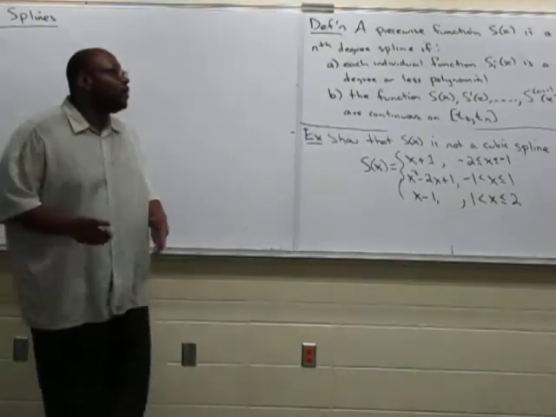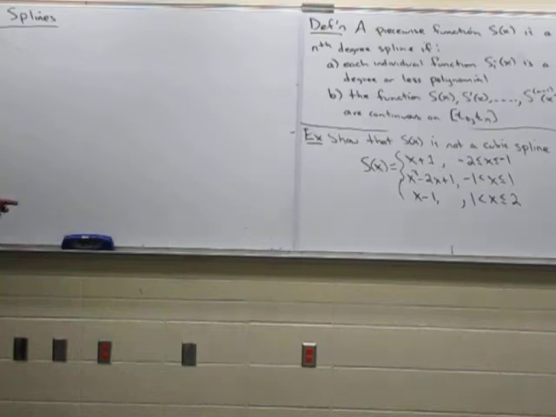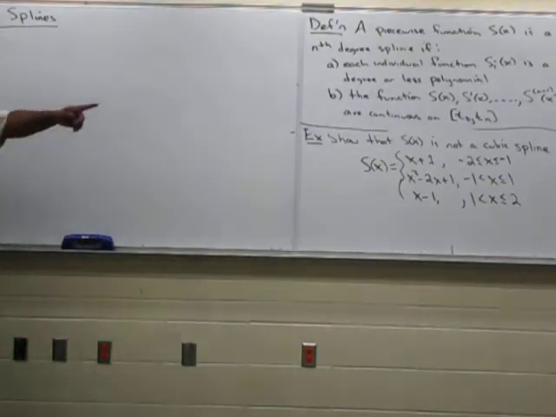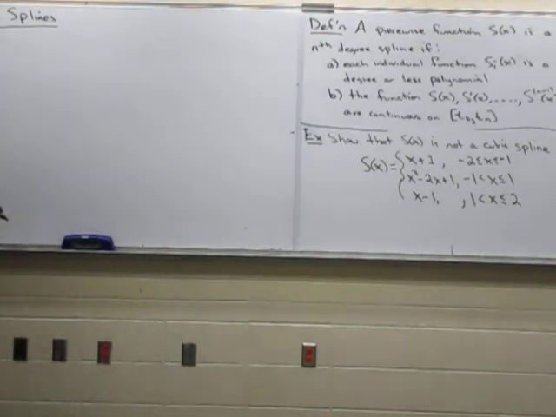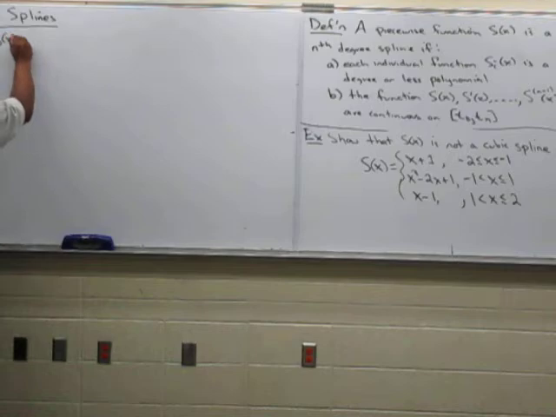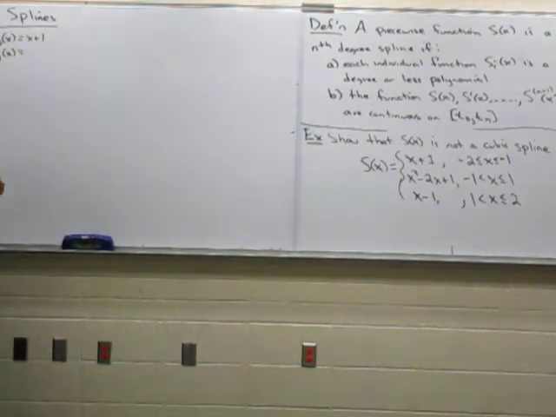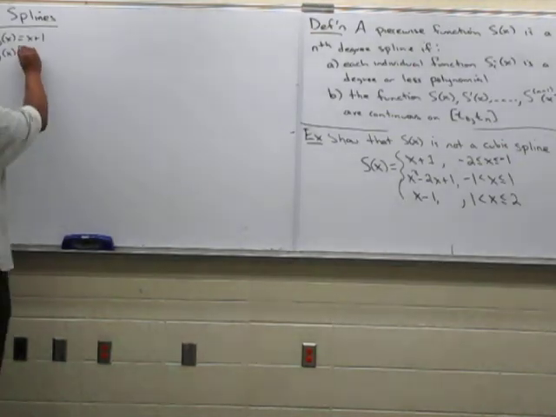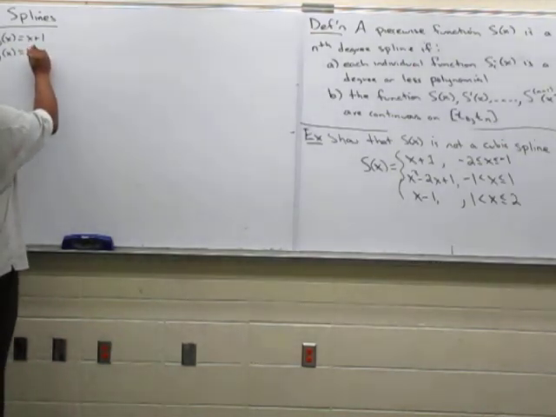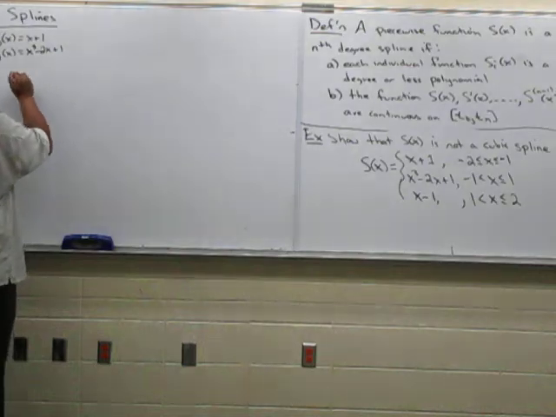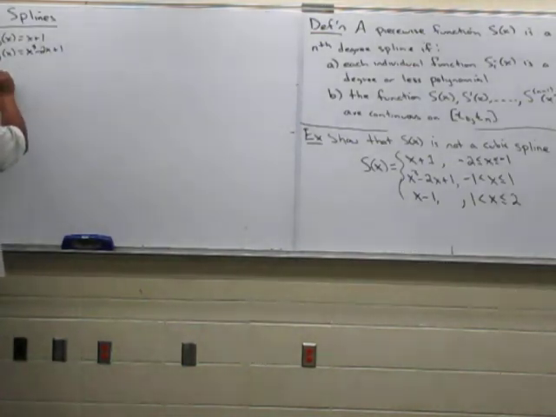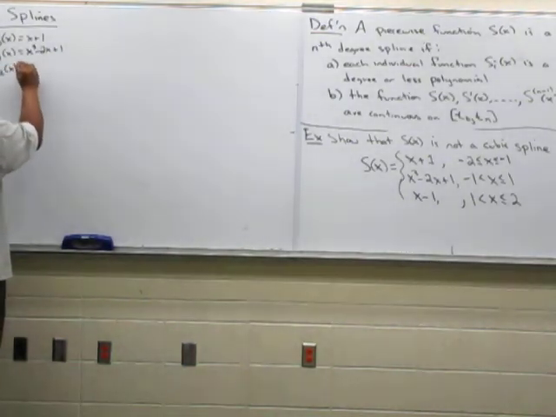Welcome back. Did you figure out why it's not a cubic spline? Well, let's look through it. Let's look at the first condition, A. Here we have s0(x), which is equal to x plus 1. We have s1(x), which is equal to x cubed minus 2x plus 1. And we have s2(x), which is equal to x minus 1.